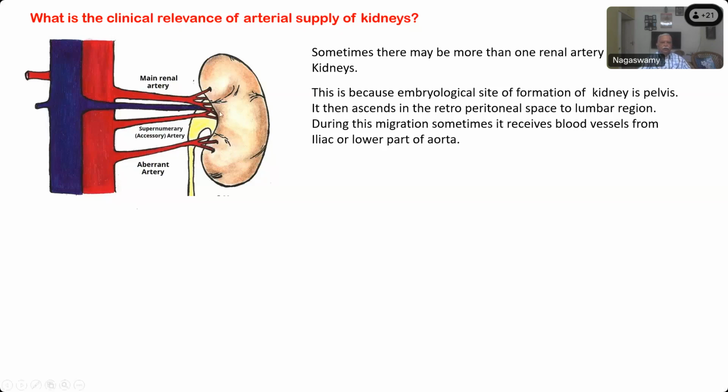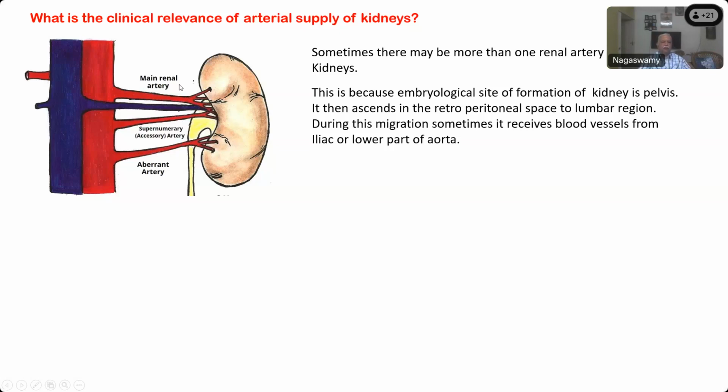Just watch this area and this area. It is not entering the kidney through the hilum, sir. Excellent. So the main artery and accessory arteries always enter through the hilum, whereas aberrant arteries will be away from the hilum. Separately, they will enter the kidney.